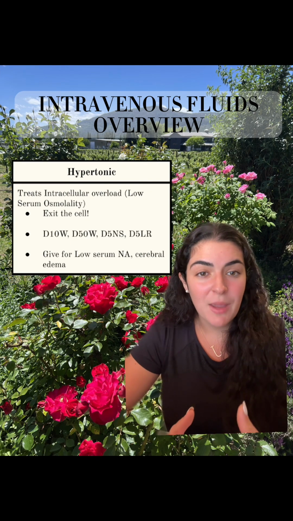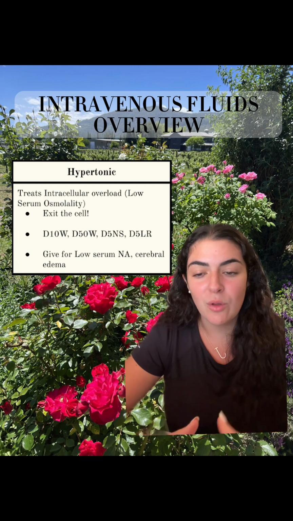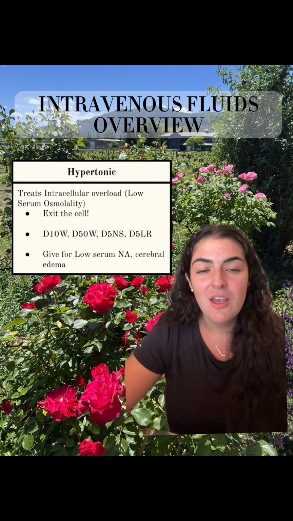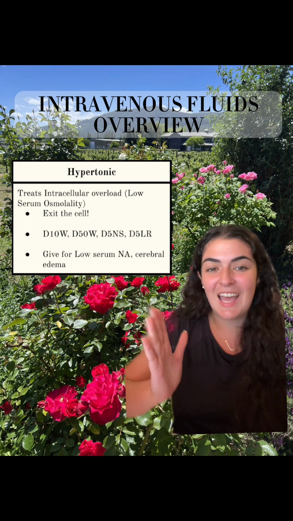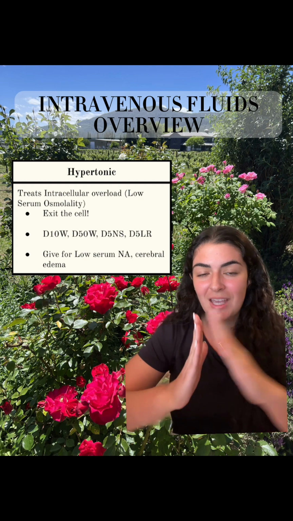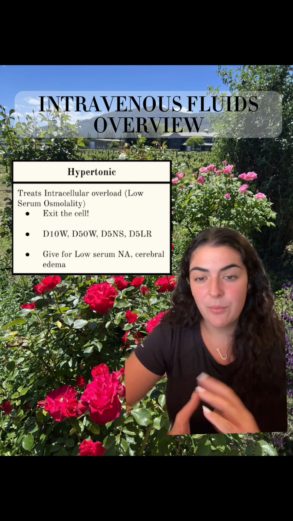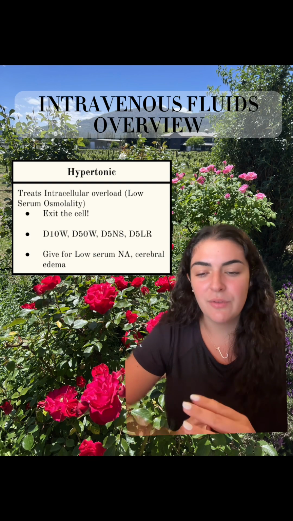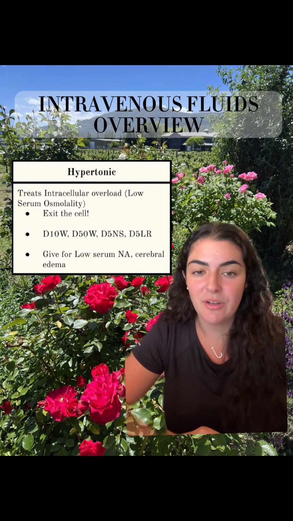Now let's talk about hypertonic fluid. So this is used to treat intracellular overload. So these are very swollen cells. So I use the E in hyper to remember that we want the fluid to exit the cell. So I have a very swollen cell and I want it to get out. So hyper, we exit the cell. Examples include D10W, D50W, D5 with normal saline, and D5 with lactated ringers.